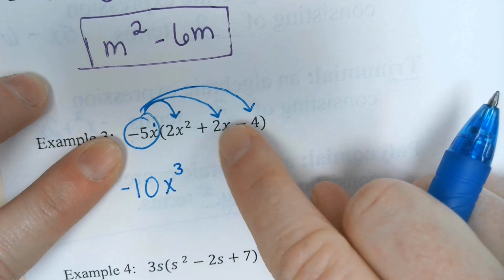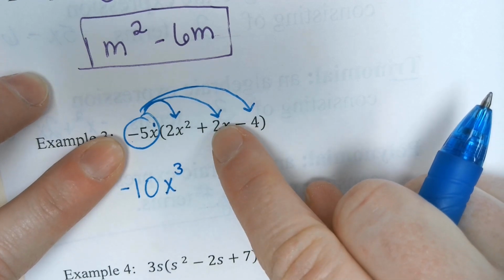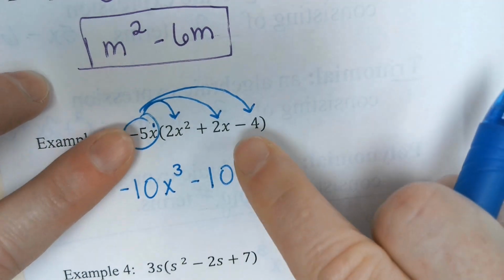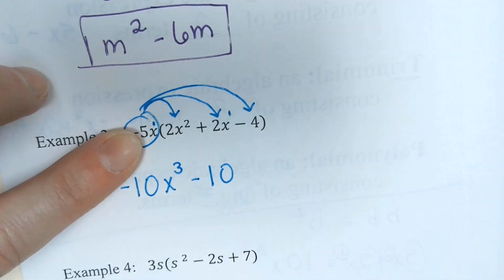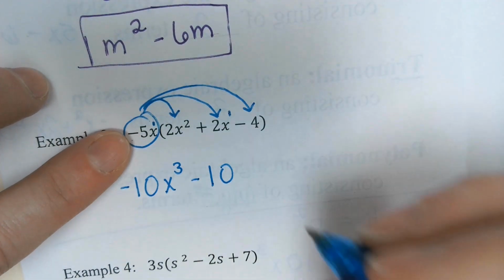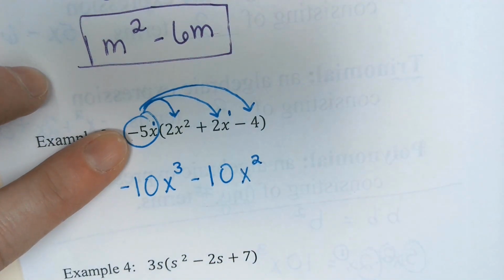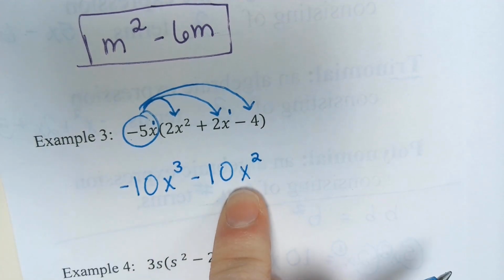So negative 5x times 2x. Negative 5 times 2, negative 10. And then x times x. We're increasing our x's by just 1. So now we have an x squared. We can't combine these because remember they don't have the exact same variable and exponent.